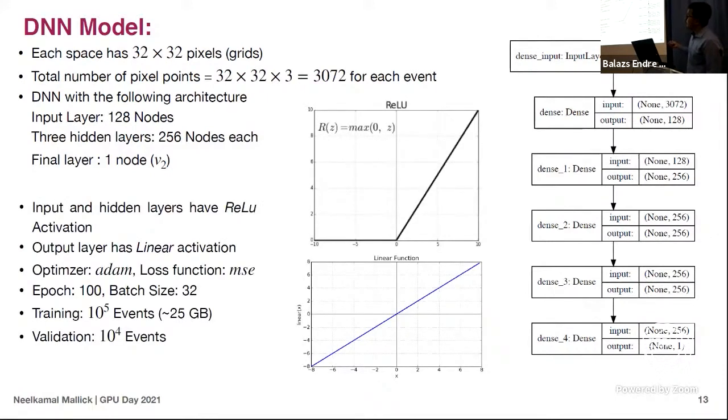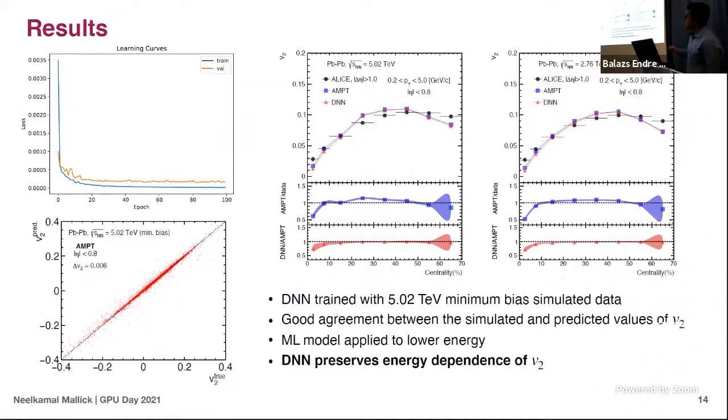And we have taken the ReLU activation function, which looks like this if you plot it, for the first 3 layers, and the linear activation function for the final layer. The training sample has 10 to the 5 events, closely 25 GB, and the validation set has 10 to the 4 events.